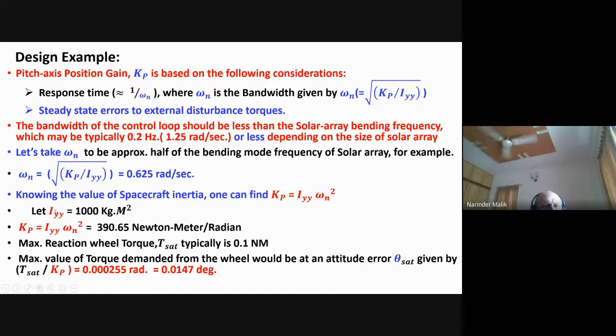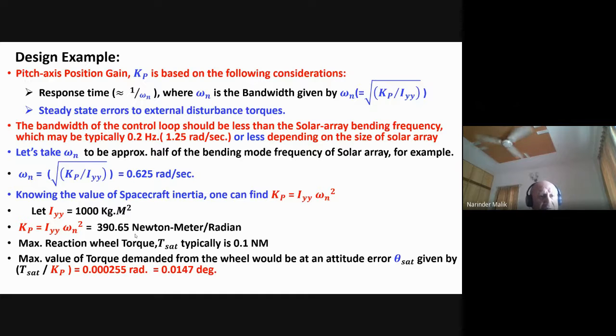Let's take Iy, maybe with a 1000 kg meter square spacecraft. So Kp becomes 390.65 Newton meter per radian. Now, the maximum reaction wheel torque, T saturation, that is the maximum torque the reaction wheel or momentum wheel can provide, is typically in the range of 0.1 Newton meter. Okay, that's a higher value.